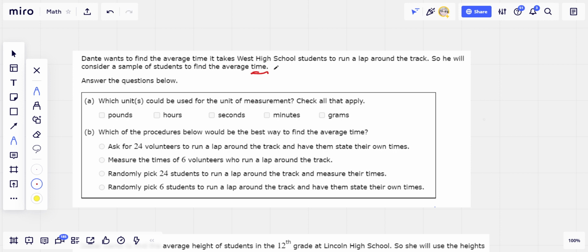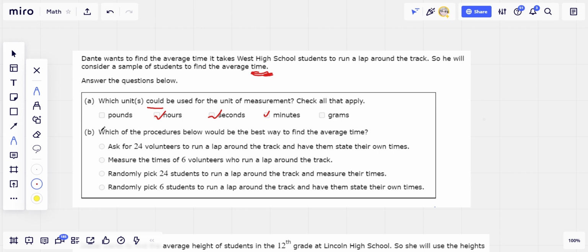So what he's trying to find is time. In the first question here, it says which units could be used for the unit of measurement. Check all that apply. So don't just check which one you think is the best. And you might think minutes or maybe even seconds is best for someone running around a track, but we're measuring time. So all that would be any time unit. So maybe the track is really long. We don't know. Could take hours to get around it. I don't know. Seconds, minutes, any of those could be used to measure the time.